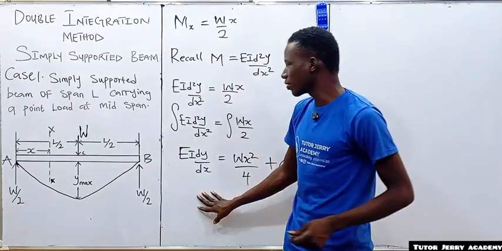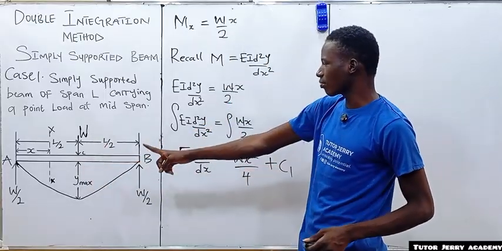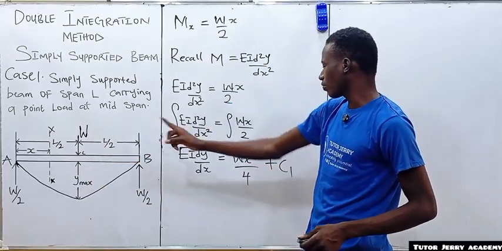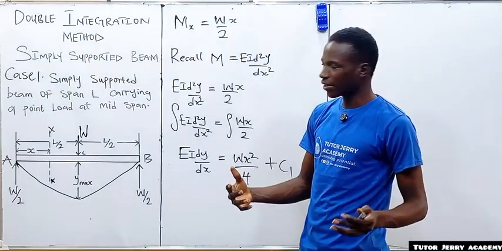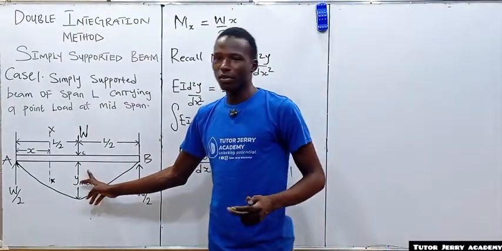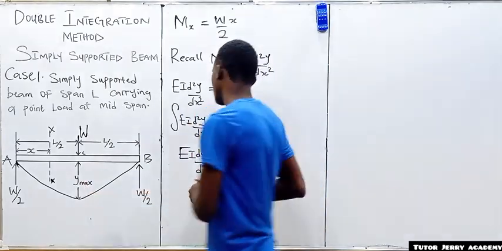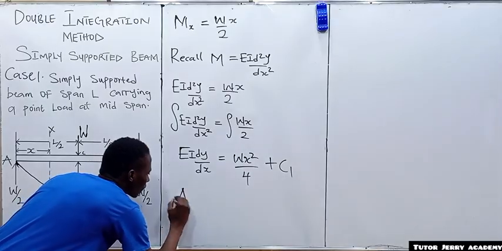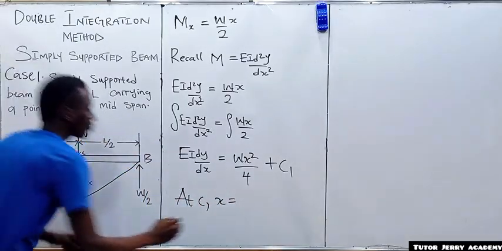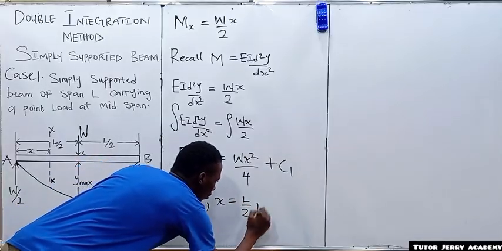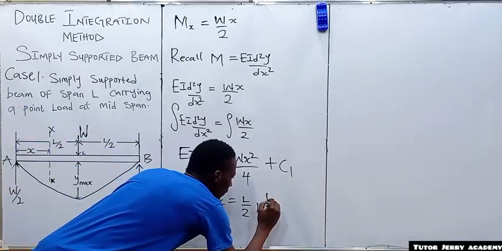Now we are going to be applying some boundary conditions. For this, we are going to be taking boundary conditions at point C first. At C, we know that x will be equal to L over 2, and dy over dx will be equal to 0. How do we know dy over dx equals 0? It is because at where deflection is maximum, slope is equal to 0. So at C, we have x equal to L over 2, and dy over dx at C is equal to 0.